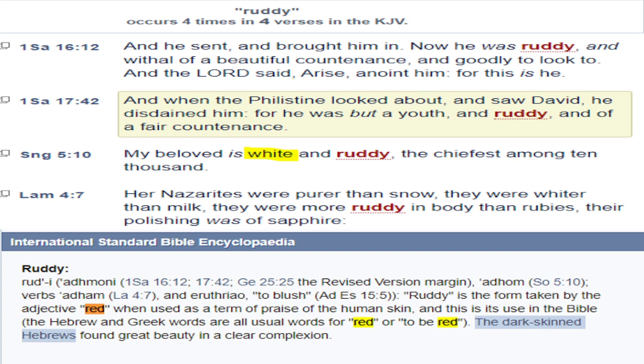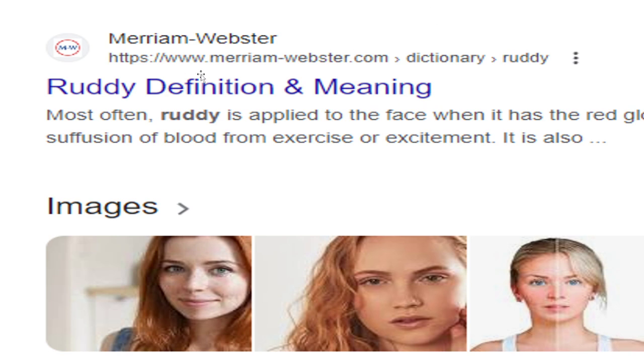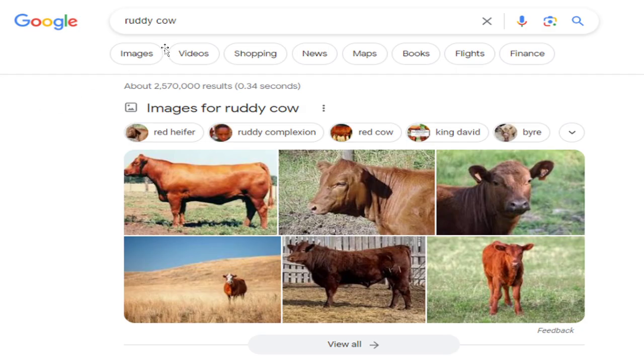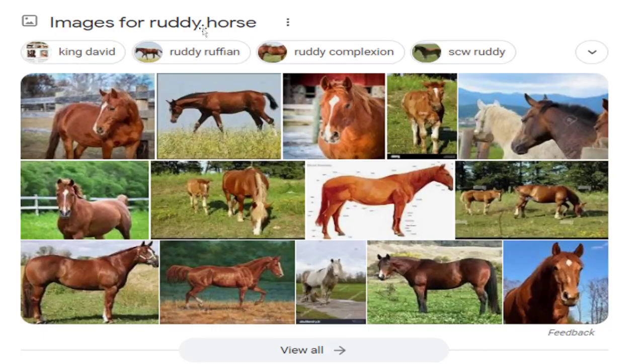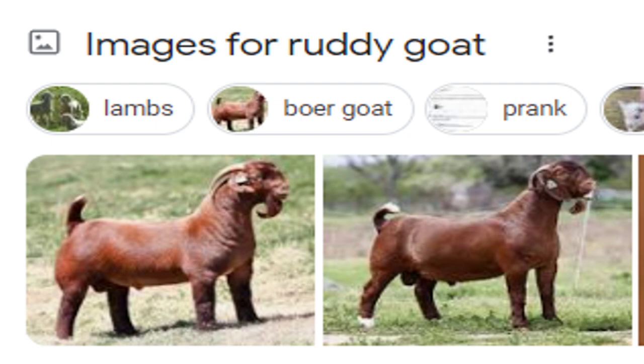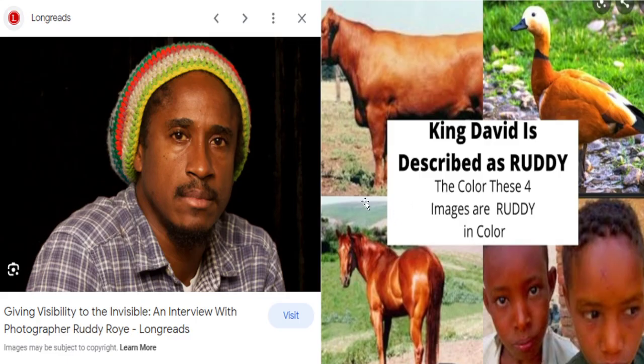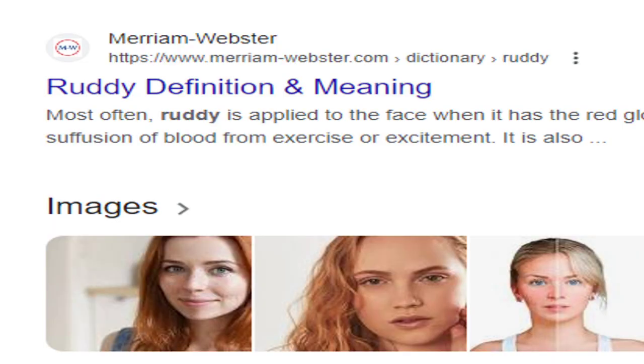Kind of like now, you have colorism taking place even today, right? They have the light-skinned versus dark-skinned paradigm, all that madness. Anyway, this is what they say ruddy means when you look it up. But this is not true, because when you look up a ruddy cow, it is brownish red. A ruddy horse is brownish red. A ruddy goat is brownish red. And a ruddy duck is brownish red. And King David was classified as ruddy. This is the true ruddy, right? It's not talking about the ginger population. But nonetheless, right?